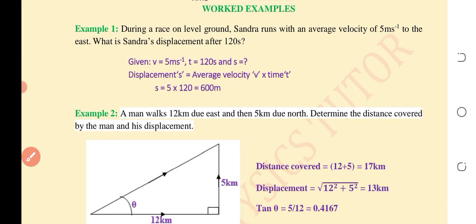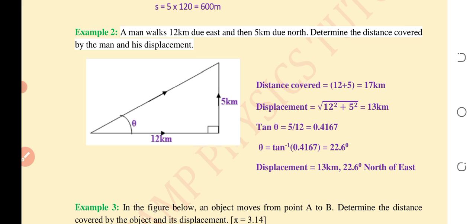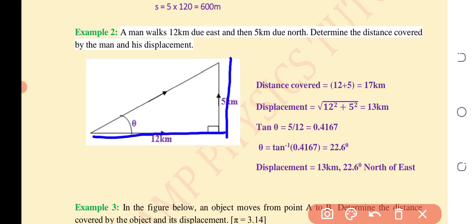Let's consider example 2. In example 2, a man walks 12 kilometers due east and then 5 kilometers due north. We have to determine the distance covered by the man and his displacement. If we are to represent the question diagrammatically, a man walks 12 kilometers due east, then 5 kilometers due north. We can see that the two paths stated in this question are perpendicular to each other. So that is what we have in this diagram here. We have to calculate the distance covered and the displacement.